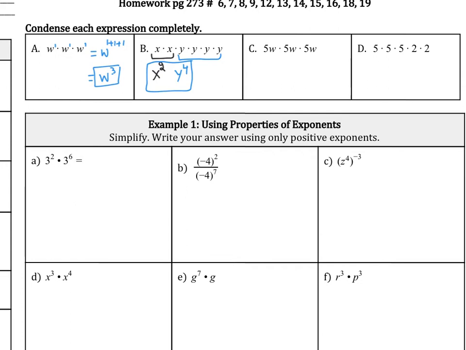For letter C, you're going to have 5, 5, and 5. So 5 to the power 3 and w to the power 3.